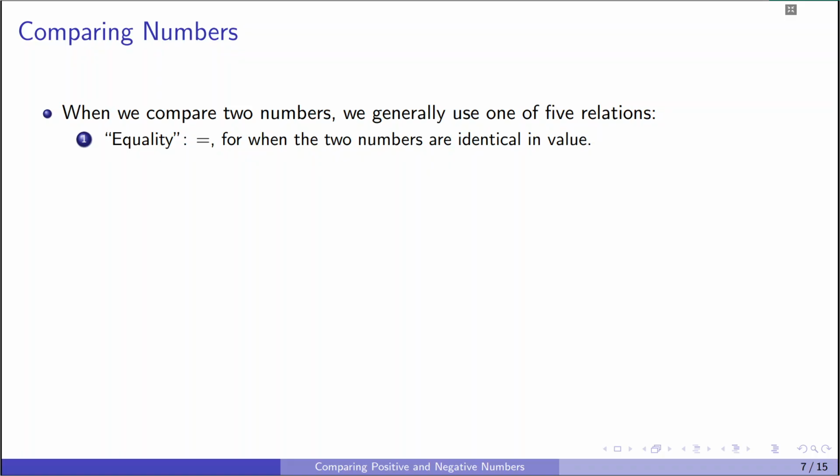The most common is equality, those two horizontal lines. That's for when two numbers are identical in value. So they don't have to be identical in representation. 1/2 is equal to 0.5, but they have to be identical in value.